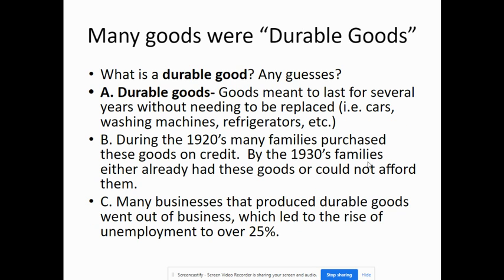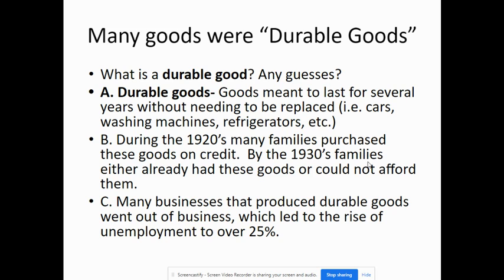All right. Another cause of the Great Depression is durable goods. Well, how do durable goods create a depression? That's a good question. What is a durable good is an even better question. A durable good is meant to last for several years without needing to be replaced. Things like cars from back then, not necessarily cars today, washing machines, refrigerators, canned food, things like that that are meant to last for a long time would be considered durable goods. But how does that lead to a depression?